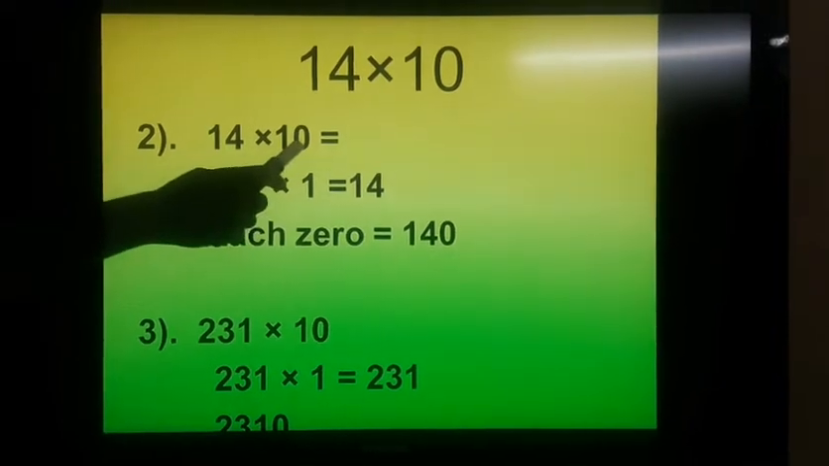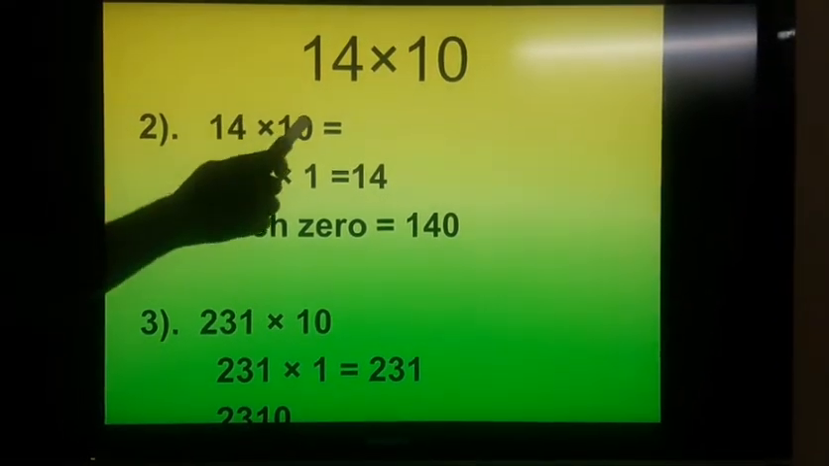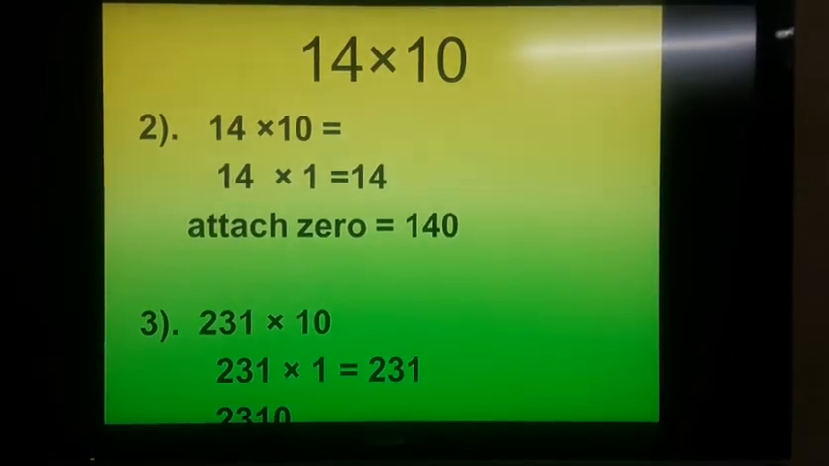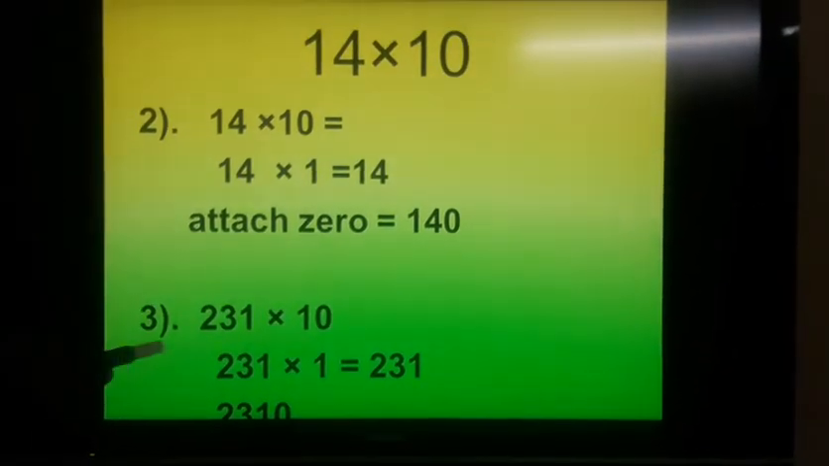How many zeros do we have here? We have only one 0. So just bring the 0. So our answer will be what? 140.